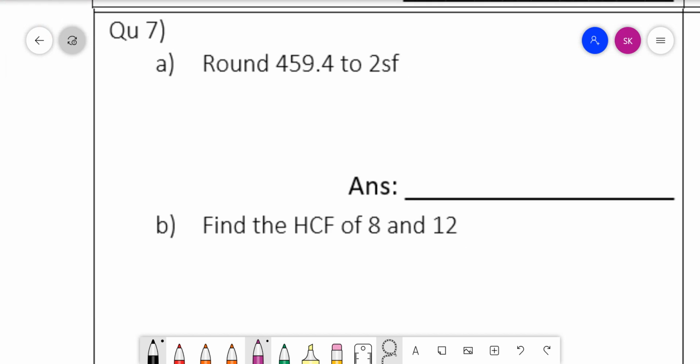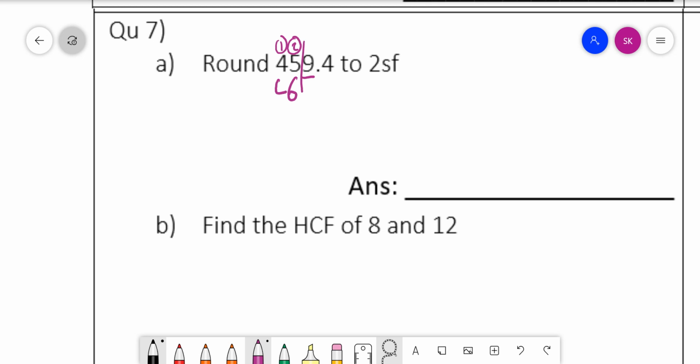7A says round 459.4 to 2 significant figures. So the first significant figure is the 4, the second significant figure is the 5, which means 9 is the decider. Is 9 a strong or weak decider? It's a strong decider, which means this 5 needs to become a 6.